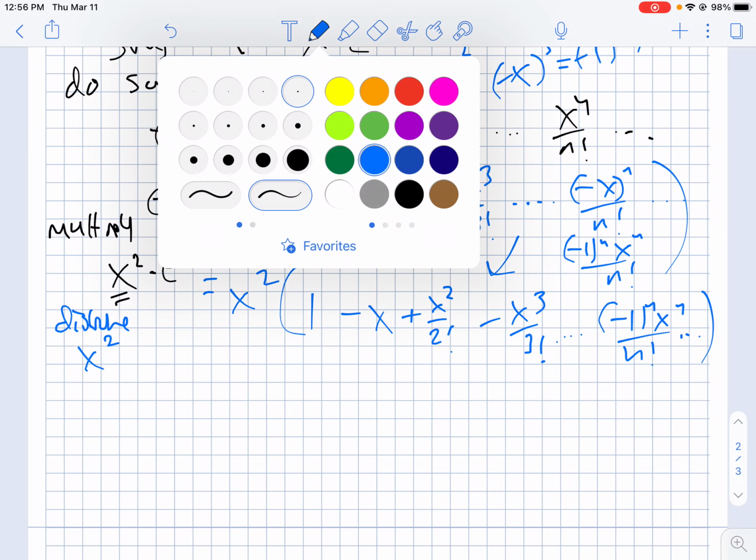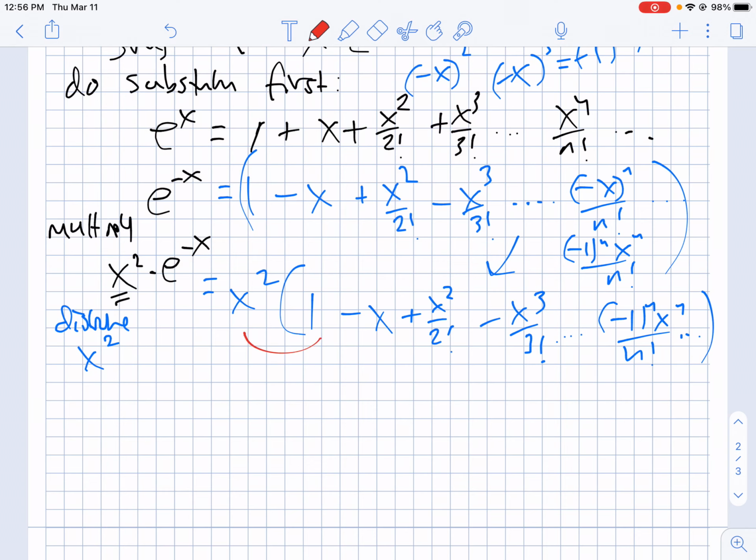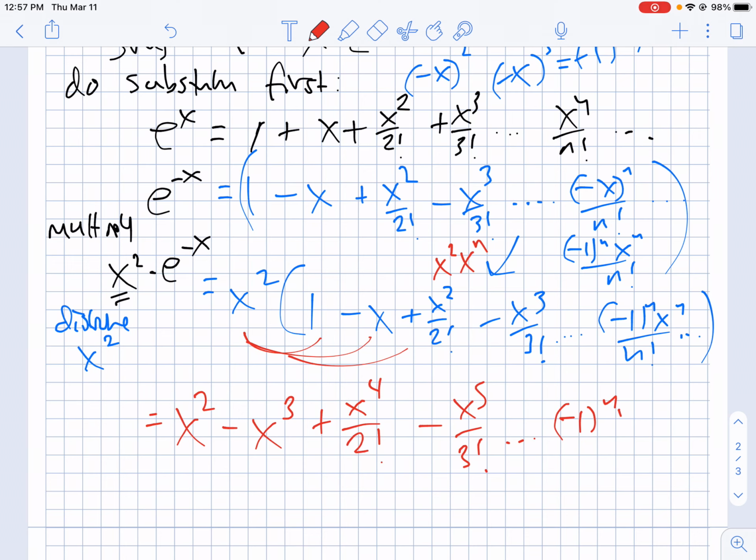Okay, so again, just like multiplying out, that x squared gets distributed and multiplied out to each term. So x squared times 1 is x squared, minus x is x cubed. X squared and x squared is x to the 4 over 2 factorial. X squared times x cubed, we're adding those powers, so that's x to the 5th over 3 factorial. And then for my general term, I have x to the 2 times x to the n, so I'm going to add those. So that's x to the n plus 2 divided by n factorial. And that's my series right there. Okay, so that's how I'd write that as a series doing the substitution.